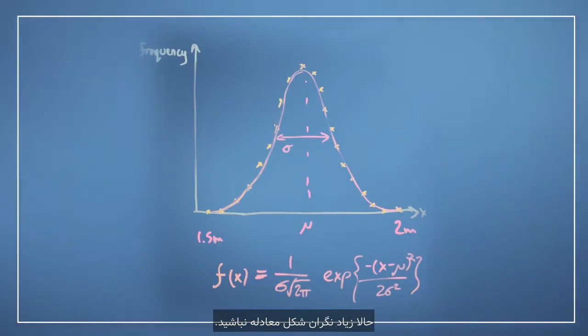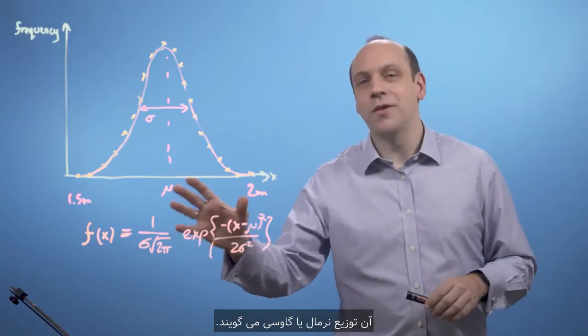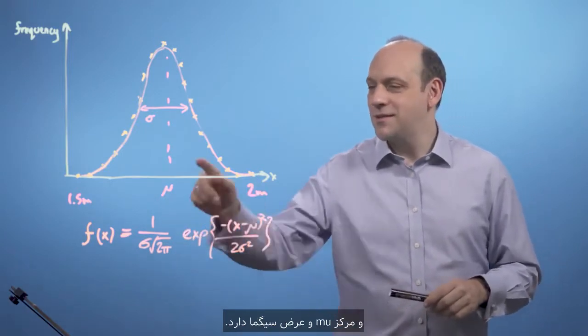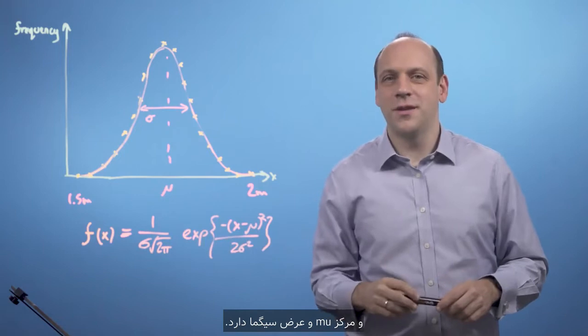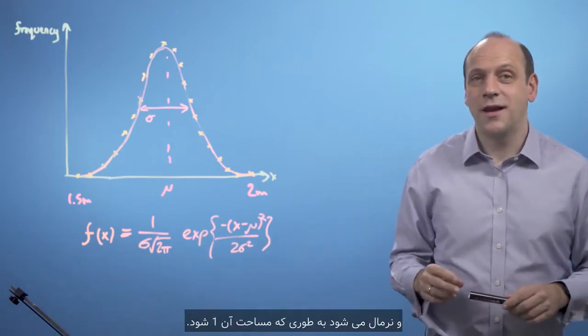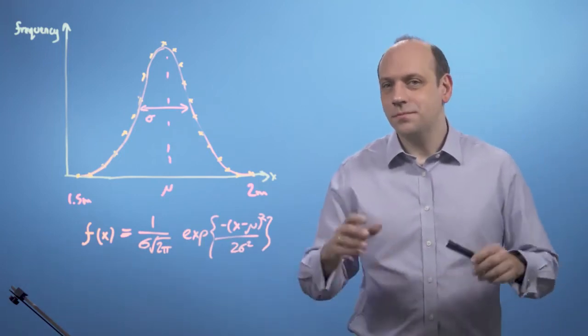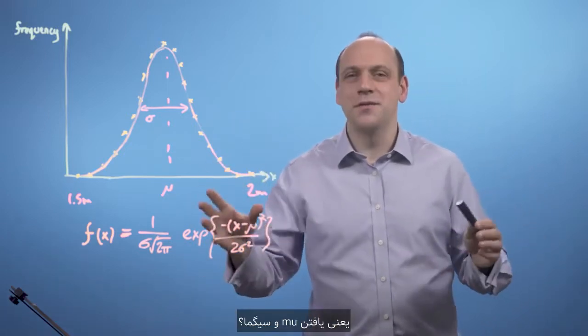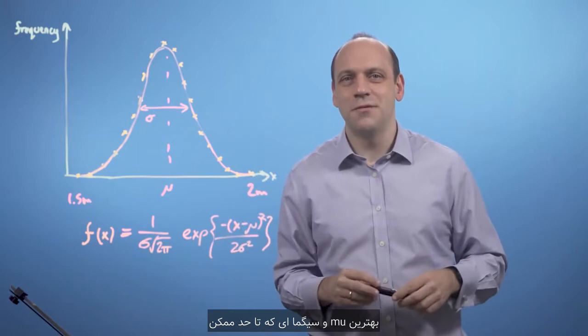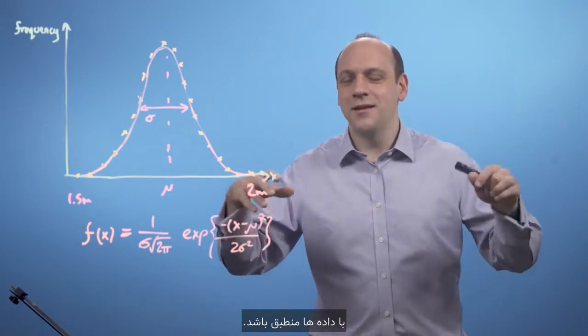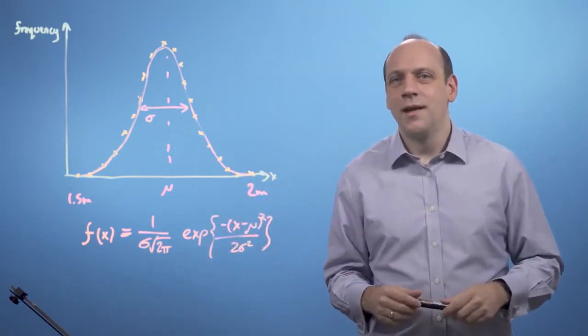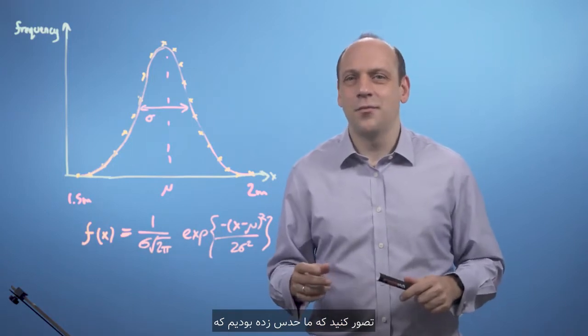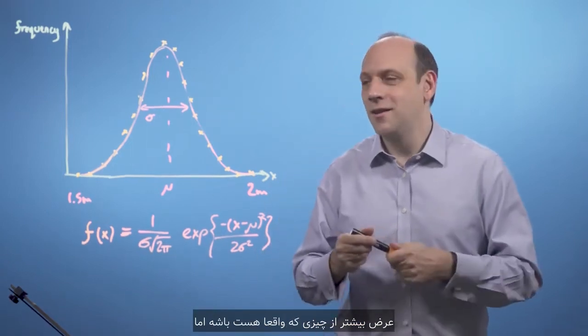Now don't worry too much about the form of the equation. This is called the normal or Gaussian distribution, and it's got a centre at mu and a width of sigma. And it's normalised so that its area is 1. Now, how do we go about fitting this distribution? That is, finding mu and sigma, or the best possible mu and sigma, that fits the data as well as is possible.